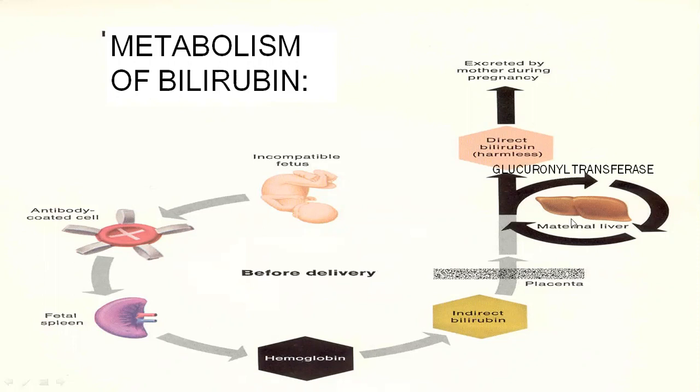Within the maternal circulation, you have the maternal liver. Within the maternal liver, you have an enzyme, glucuronyl transferase. This enzyme will conjugate the bilirubin into conjugated bilirubin. So the indirect bilirubin is converted into direct bilirubin, which is harmless, and then it will be excreted. This is taking place when the fetus is still in the uterus of the mother. But what happens after birth?